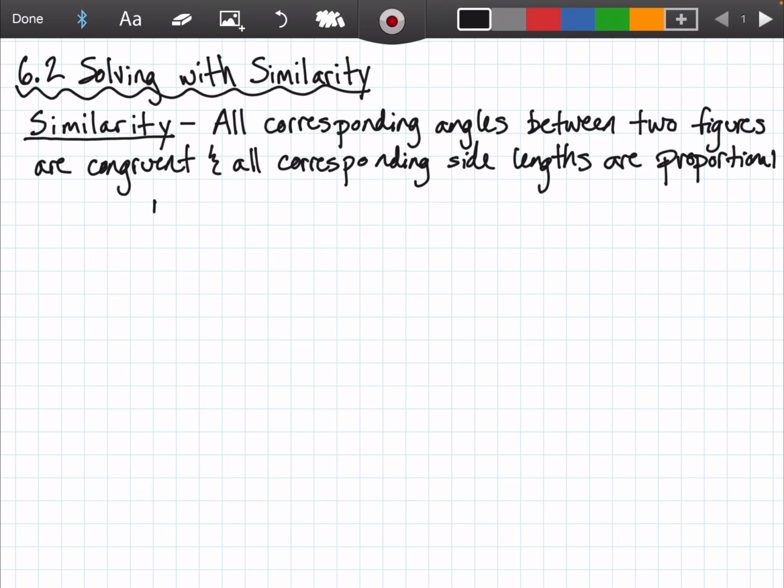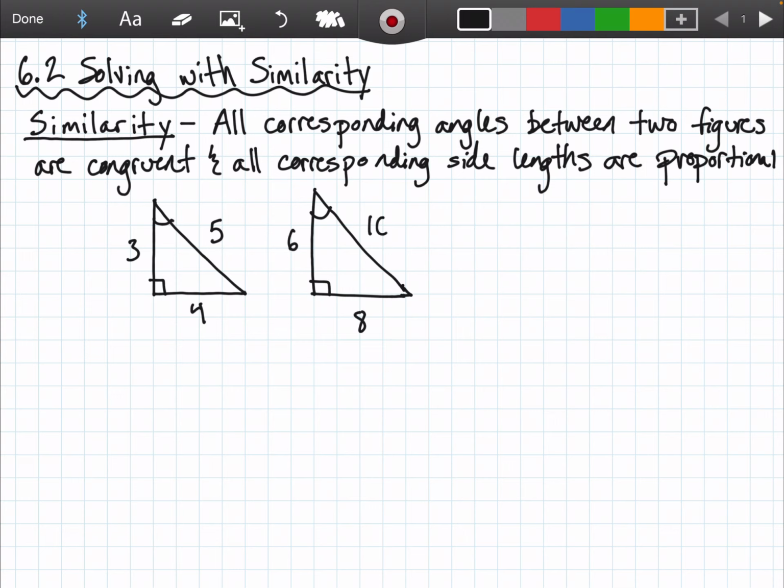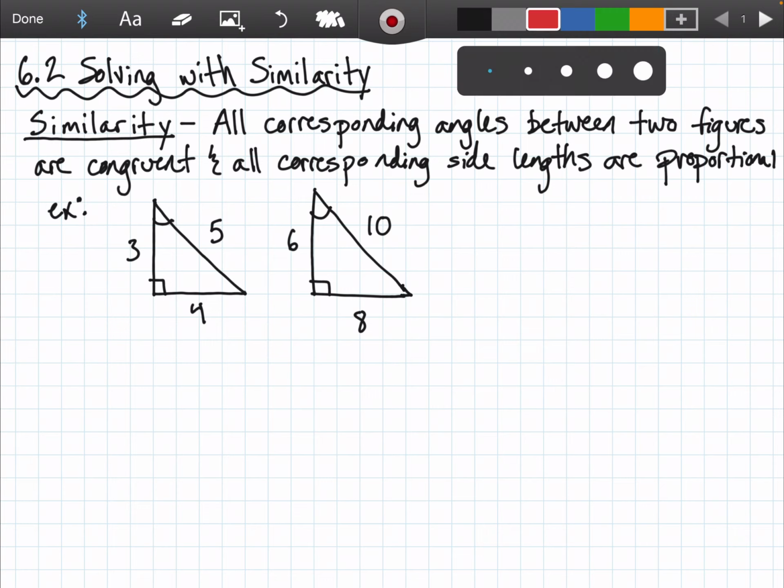Here's an example. And let's go a nice 3, 4, 5. And a 6, 8, 10. Okay, these two triangles are similar because I can see that I have two right angles. These also mean that these angles are congruent. That also means our third angle has to be congruent. So all corresponding angles, meaning angles in the same spot between the two figures, are congruent.